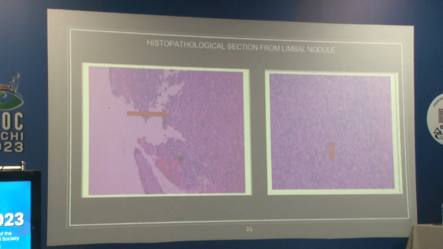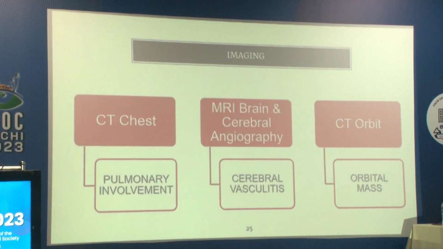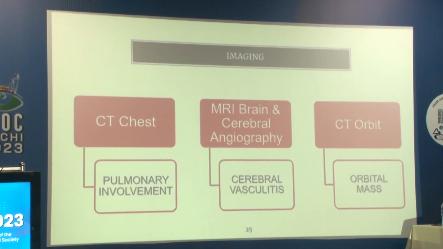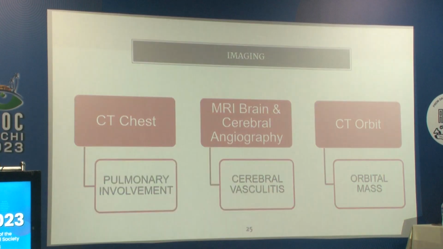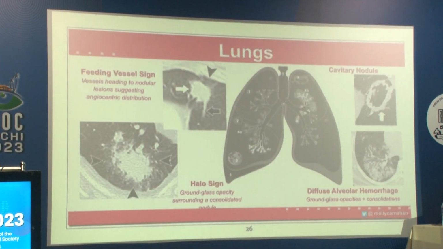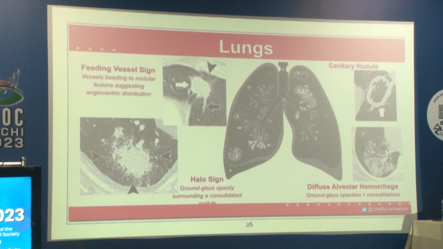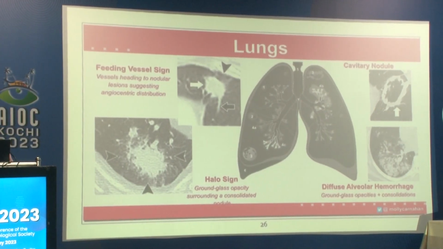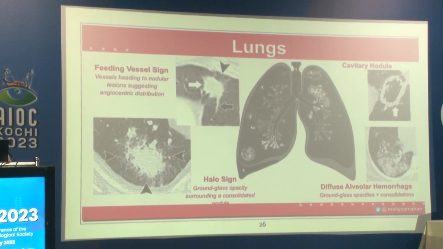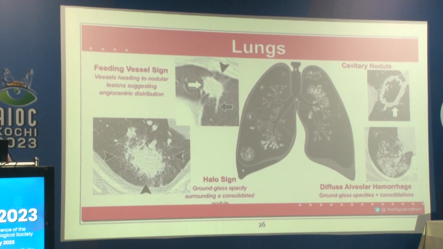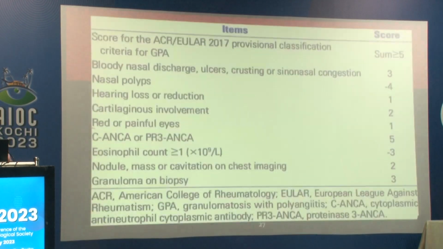These are slides from our patients. On the left, we see a giant cell, and on the right, a vessel with central leukocytoclastic vasculitis. For imaging, we do CT chest for pulmonary involvement, MRI for cerebral vasculitis, and CT orbit for orbital mass. We look out for features like nodules, cavitations, and alveolar hemorrhage, and we must be very careful in ruling out tuberculosis because these findings also occur in tuberculosis.